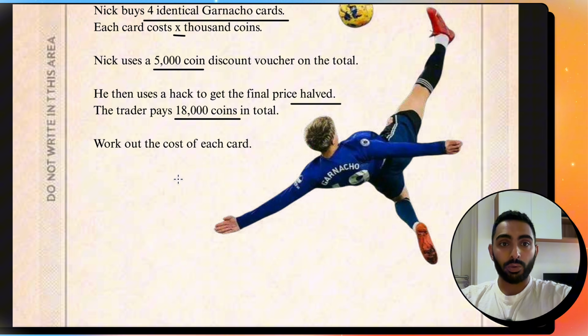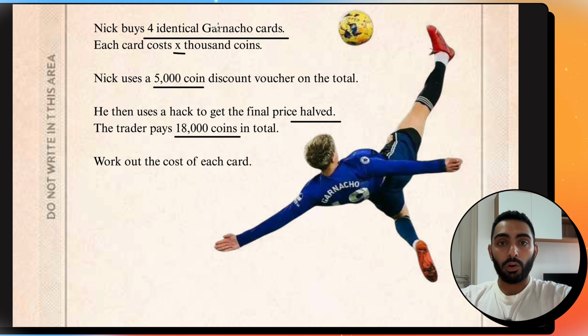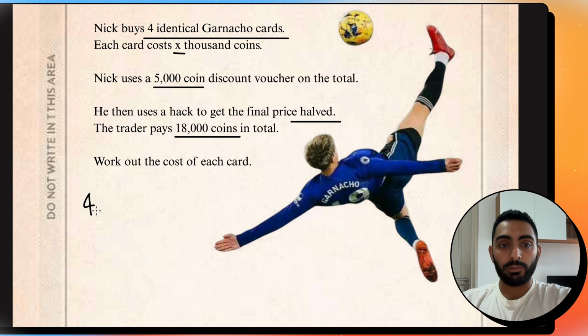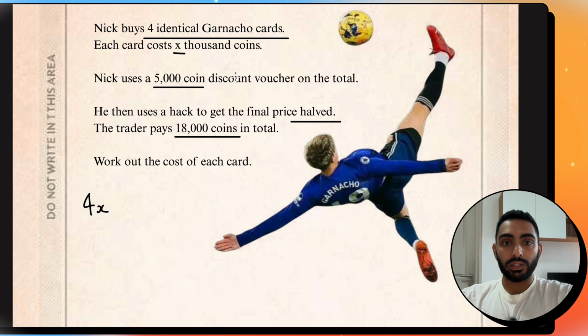We're going to need to create an equation here. Because we're getting 4 of these Garnacho cards, we're starting off with 4 lots of X, 4 times by X. Nick uses a 5,000 coin discount voucher. Because this is already in thousands, I'm just going to do minus 5. He then uses a hack to get the final price halved. We're dividing it by 2.